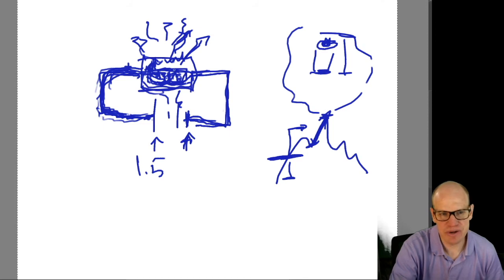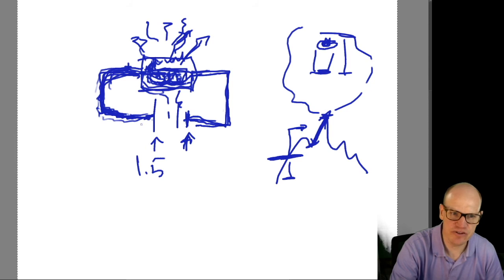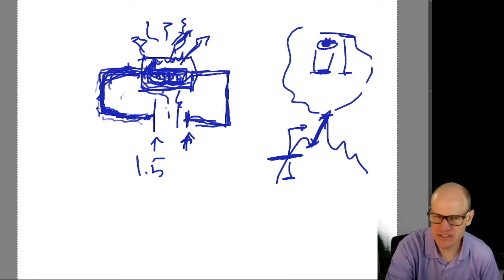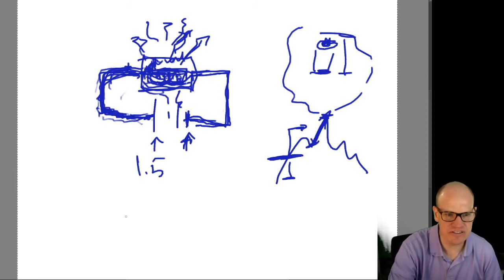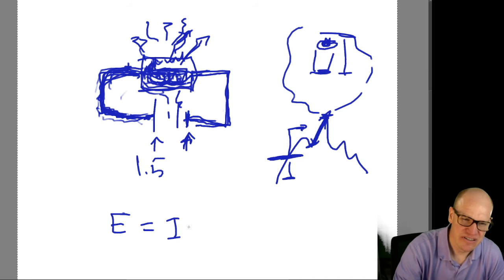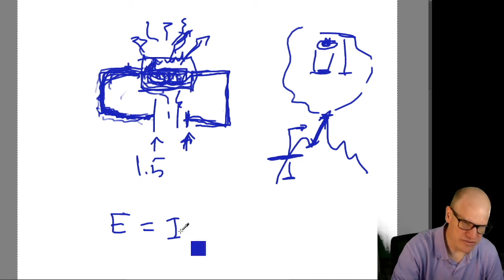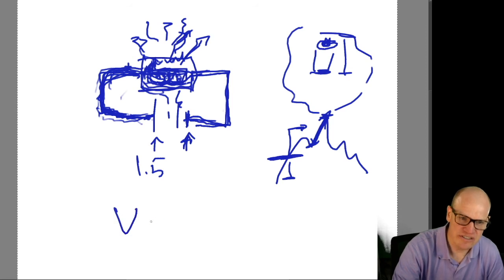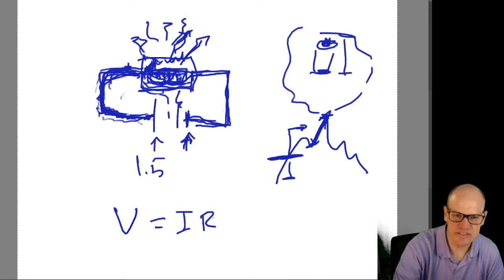Okay, so the voltage drop across the resistor is proportional to how much current is flowing through the resistor. If there's more current, then I'm going to dissipate more energy. So the energy dissipated is going to be equal to the current, which tells me how much is going through, times the, let's see, that's not what I meant to do. It's the voltage that I care about. The voltage is going to be equal to the current times the resistance.